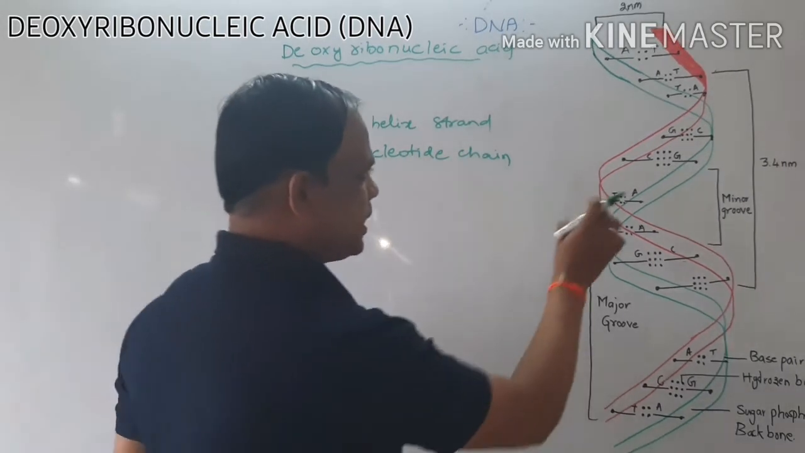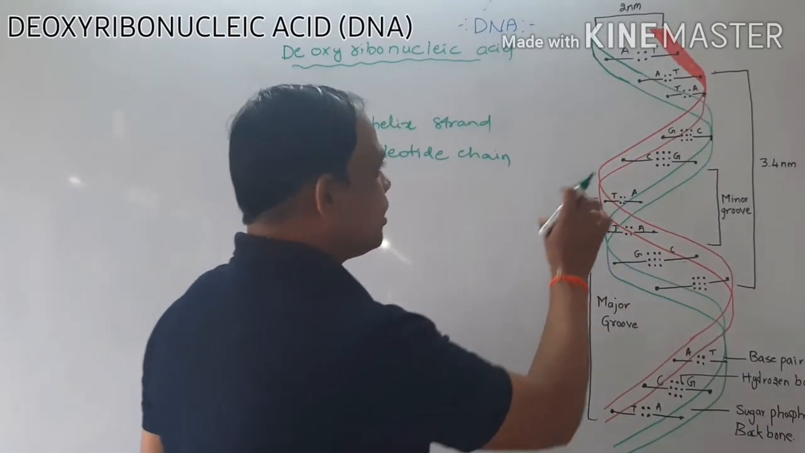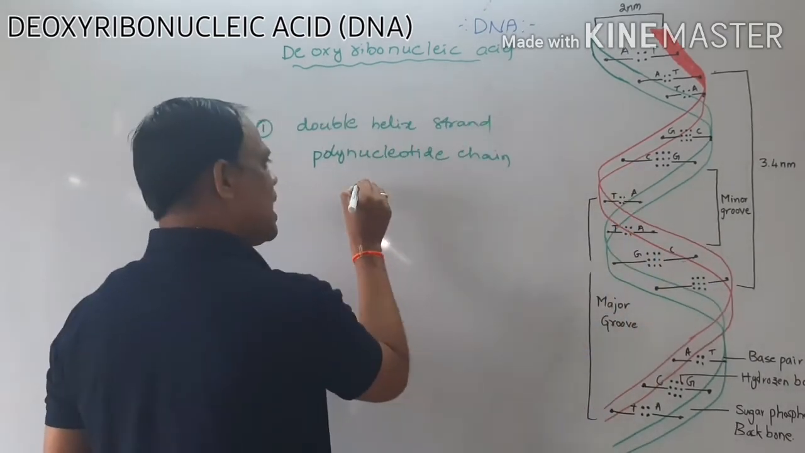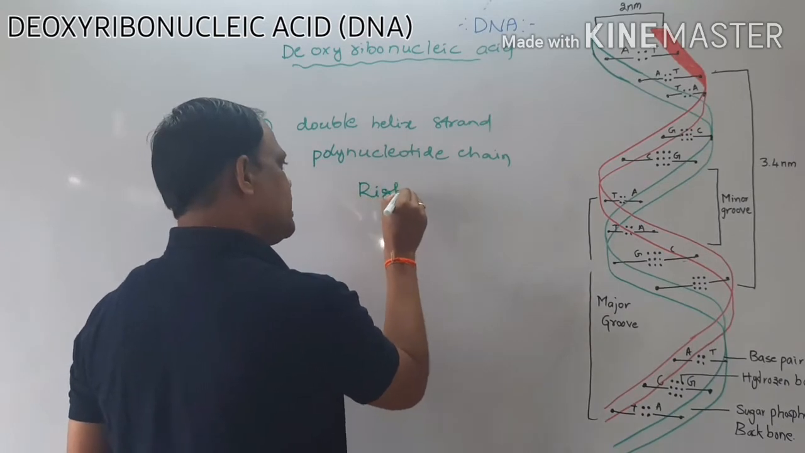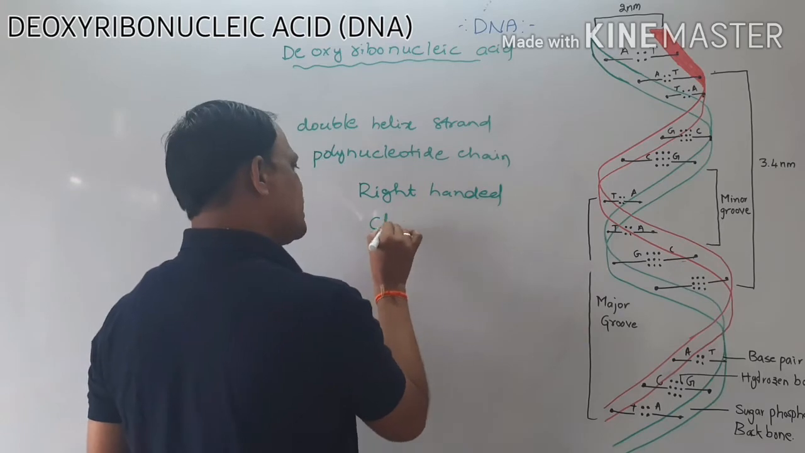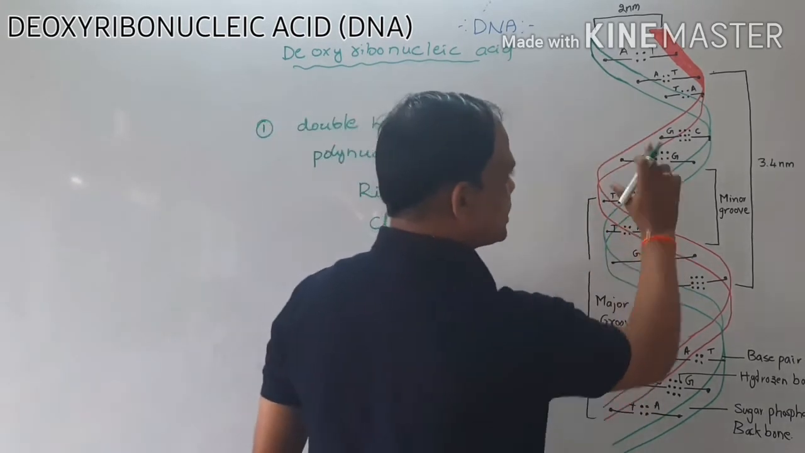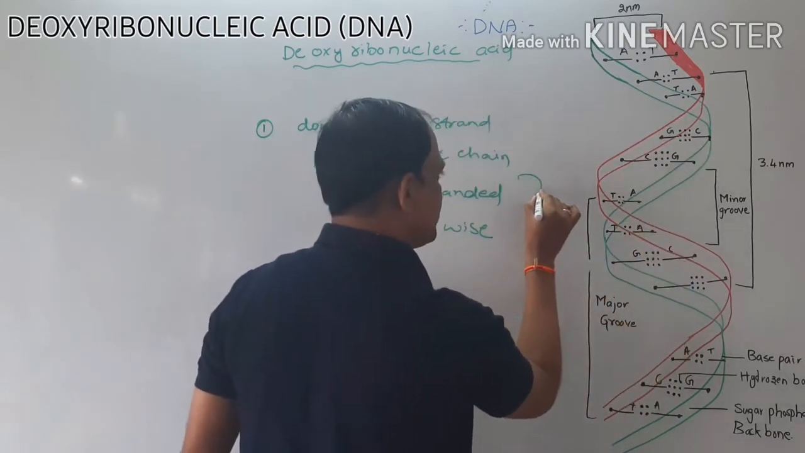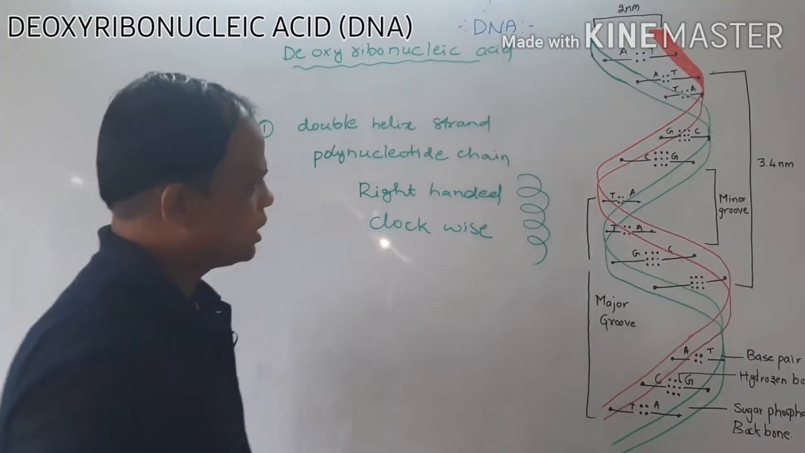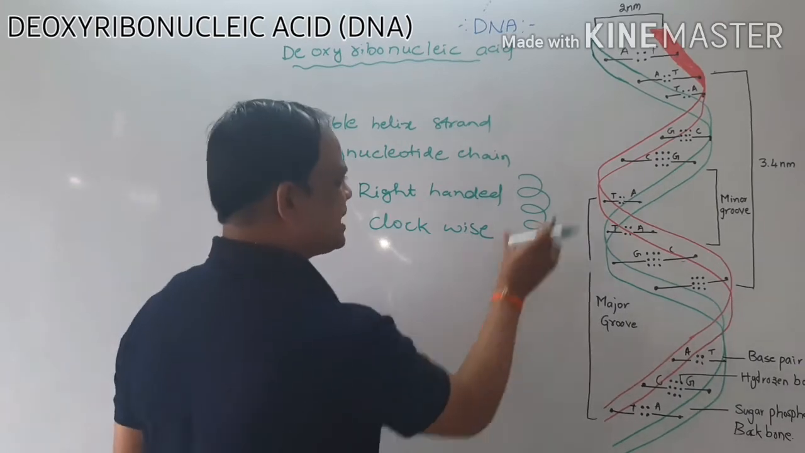Polynucleotide chain. Here this is the double stranded DNA. It is spirally coiled on the right-hand side, right-handed and clockwise, spirally coiled like this. So this is the spirally coiled double stranded DNA, and these two strands are complementary strands.